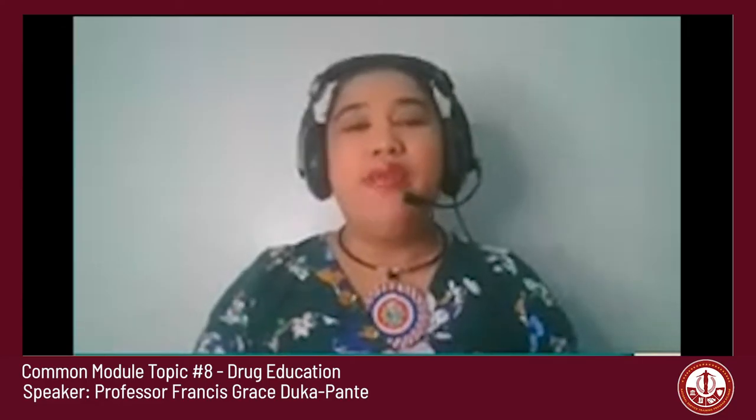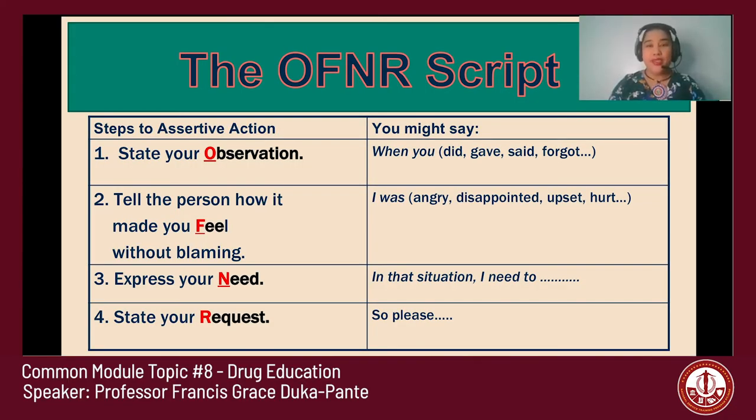So let's start off with the assertiveness skill. So I have here the OFNR script. This is an acronym that stands for observation, feelings, need, and request. So as you can see from this slide, there are several steps to assertive action. The first one is to state your observation. So the script here is that, of course, you need to describe the situation. So for instance, you can tell a friend, when you offered me a stick of cigarette, tell the person how it made you feel without blame. I was actually disappointed because I thought that you were my friend, right?